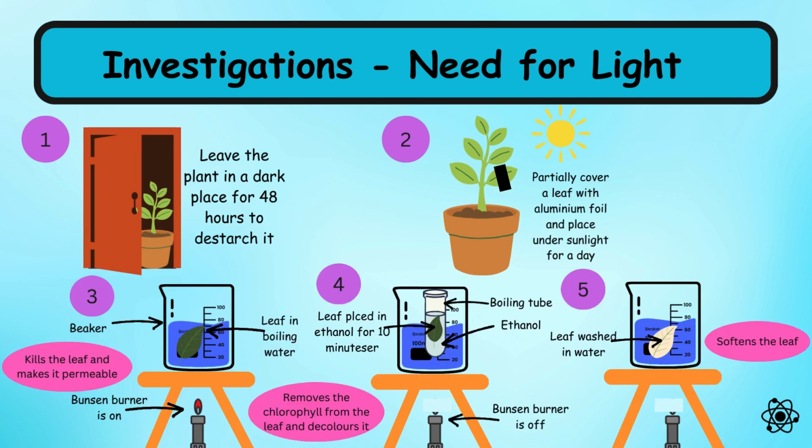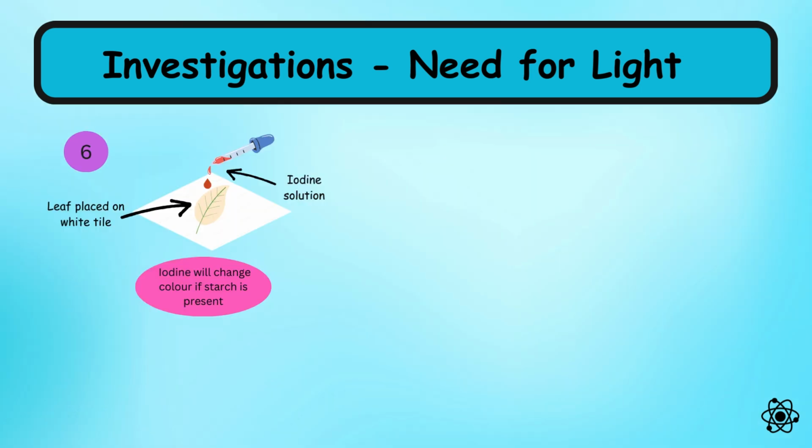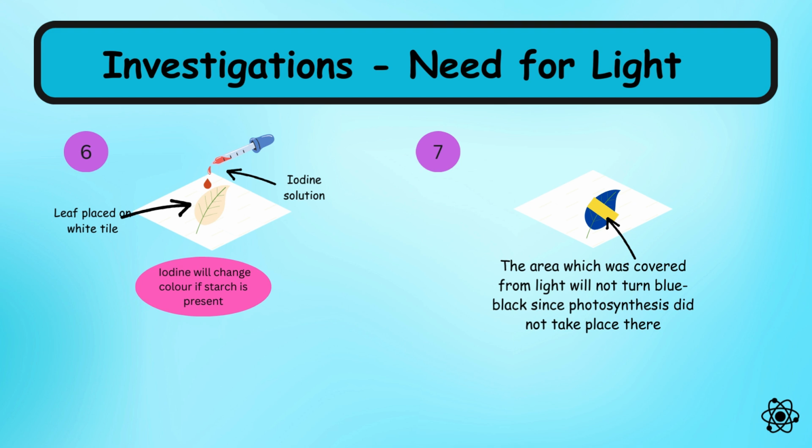However, we must first do steps 3 to 5 like in the previous experiment and prepare the leaf before the iodine test. These steps are carried out to make the leaf permeable, to remove the chlorophyll from the leaf and to soften it. The leaf is placed on a white tile and tested for starch using iodine solution. The covered areas will be deprived of light, whereas the rest will be exposed.